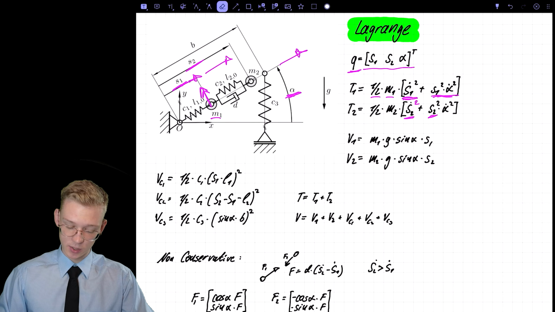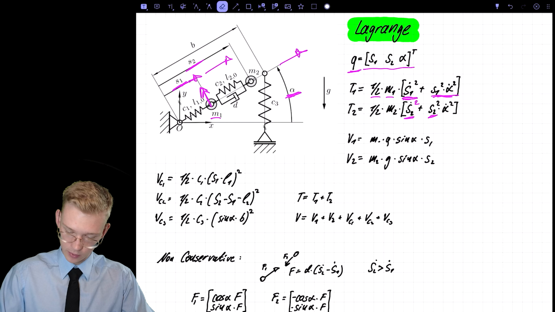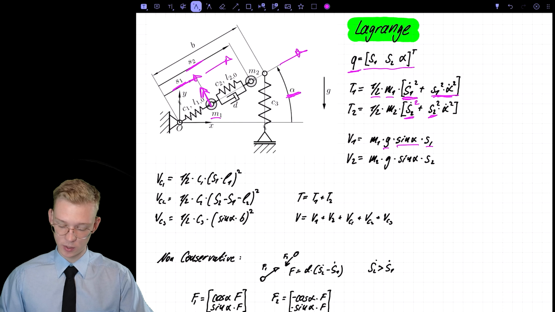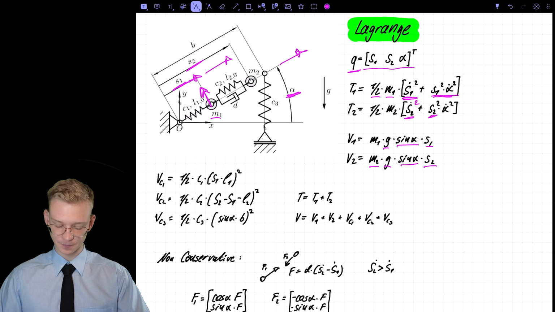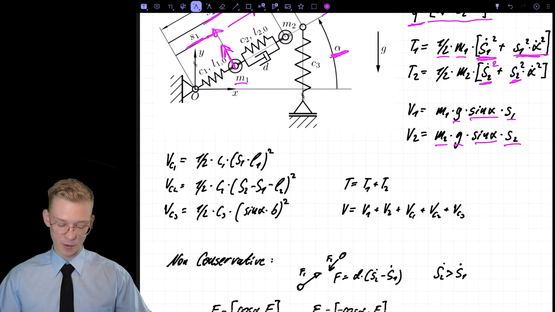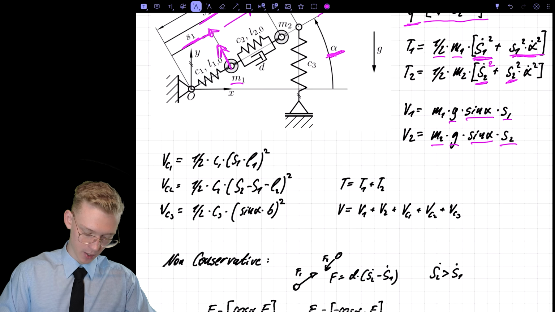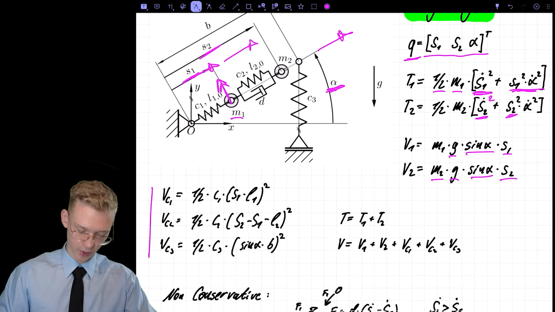The potential energy is also very simple. We have M1 times gravity times sine alpha times S1. And for mass 2, we have mass 2 times gravity times sine alpha times S2. Also very simple. So now that we have two masses, two potential energies, and two kinetic energies, we go over to the springs. We have three springs, so we will have three potential energies for the springs.